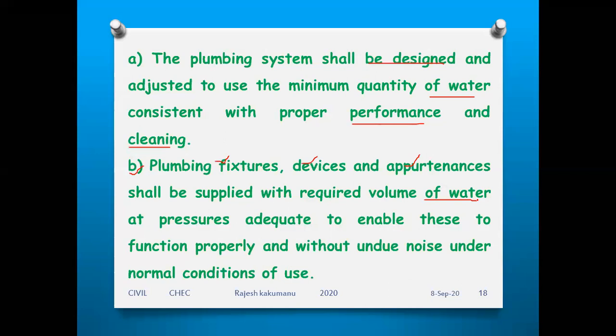To function correctly and properly, sufficient volume of water should be provided to each of them. Then only we will get the efficiency and performance with cleaning. That's the second objective.